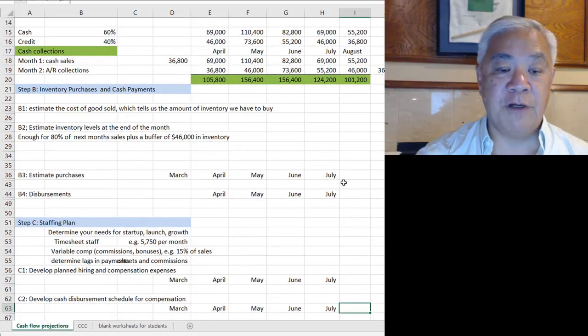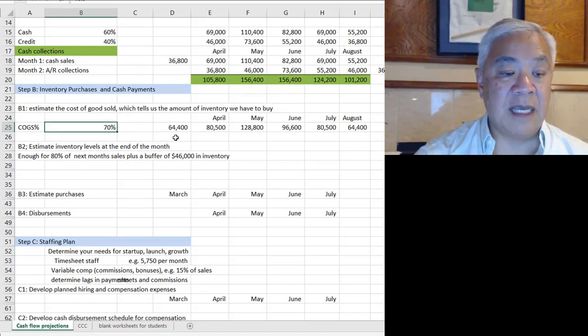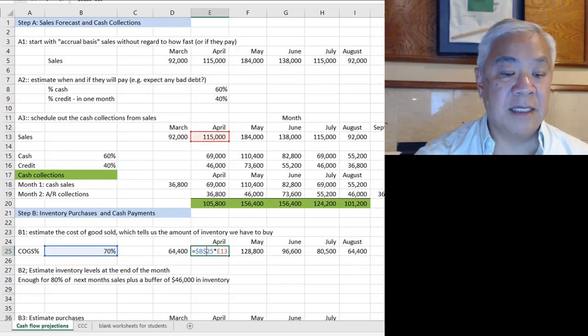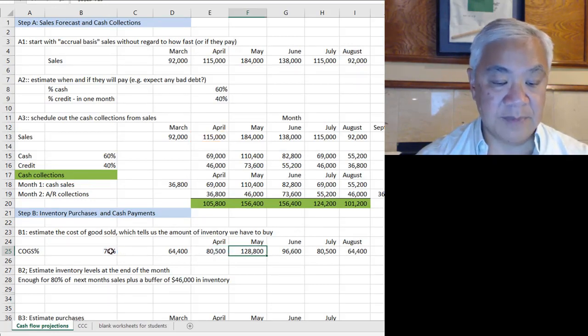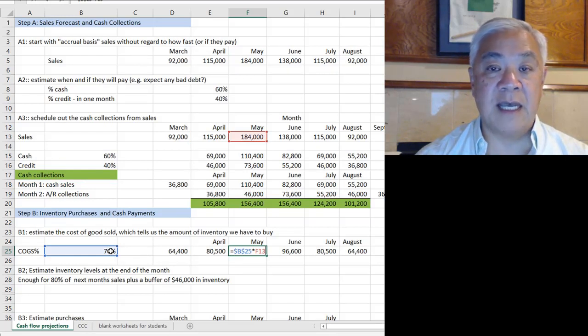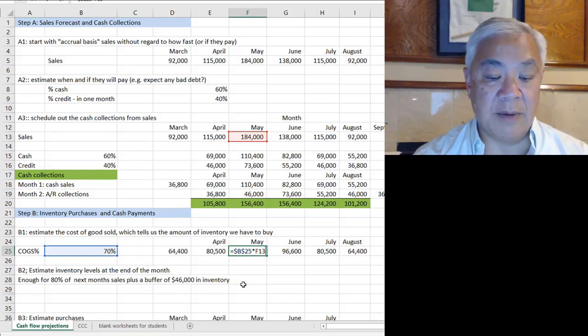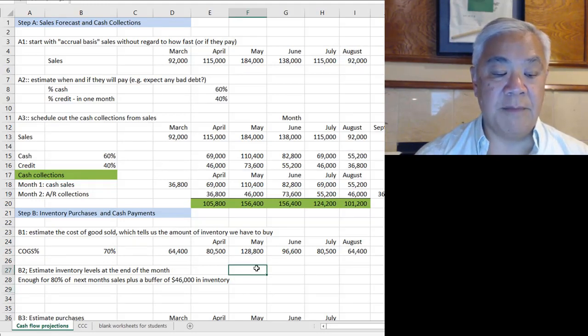Next, we have inventory. If we know our sales, then we can now estimate how much we have to buy. This is our assumption that 70% of the sales is what we need to buy for that month's sales. We can look up at the cell. E13 is the sales. So if we sold 115, 70% is cost of goods sold. So that is 80. And here, same thing. It's the accrual basis sales times 70%. So this is an important number because it represents how much we expect to sell or need to pay in the month of May.